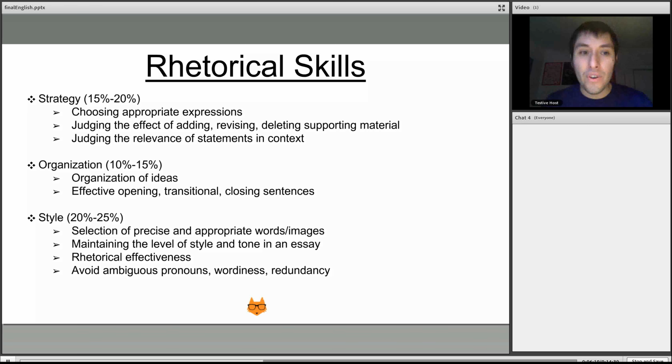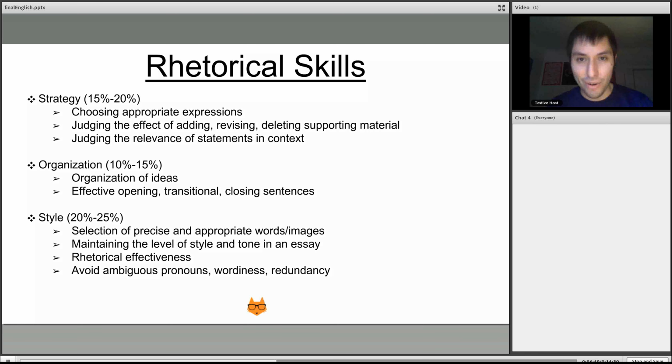Can you identify effective opening, transitional, or closing sentences? And then 20 to 25% will be style. So the selection of precise and appropriate words and images, maintaining the level of style and tone in an essay, rhetorical effectiveness, and then being able to avoid ambiguous pronouns, wordiness, and redundancy.